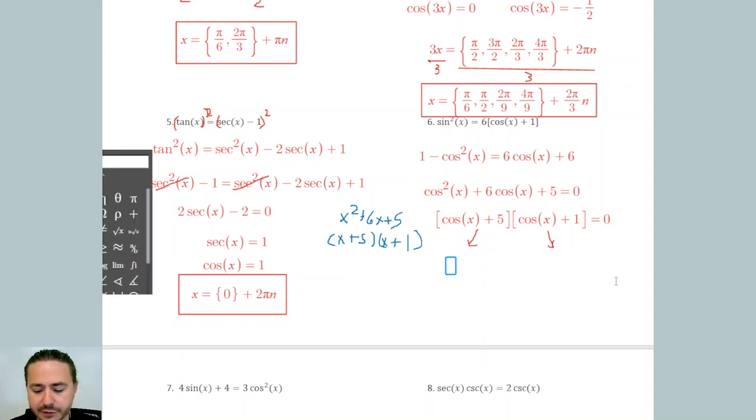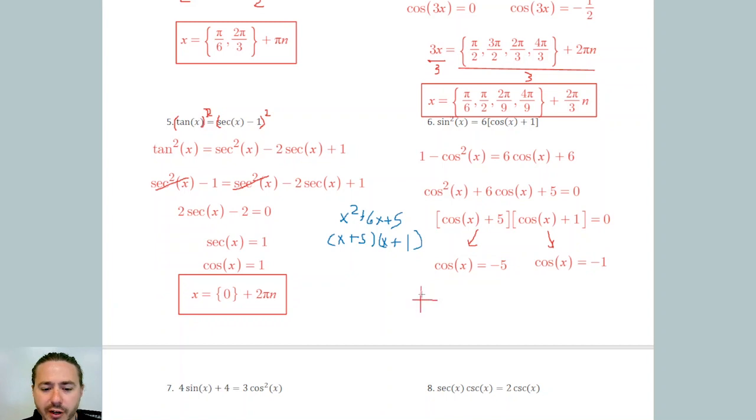The factor to the left is going to give me cosine of x equals negative 5. And the one to the right is going to be cosine of x equals negative 1. Now, the range for the cosine function goes from negative 1 to 1. So it's never going to get to negative 5. If you imagine the graph of cosine, it does this little sinusoidal wave, but the range only goes from negative 1 to 1. It never gets low enough to get to negative 5. So this is going to produce no solutions right here. So the only solutions we're going to get are going to be from this one.